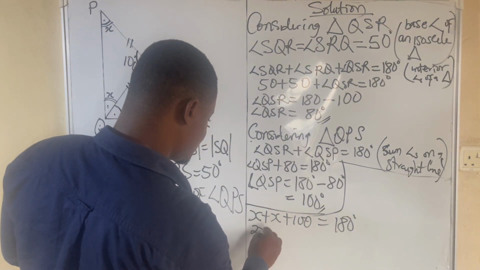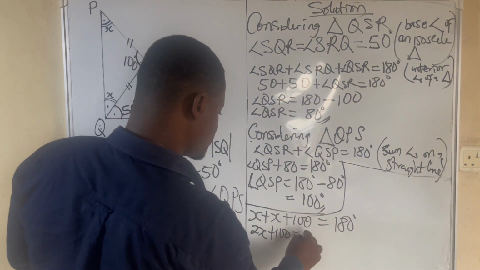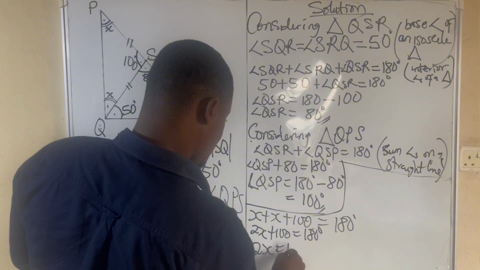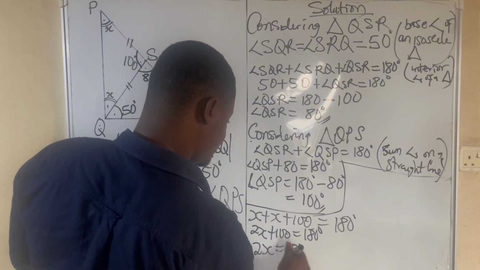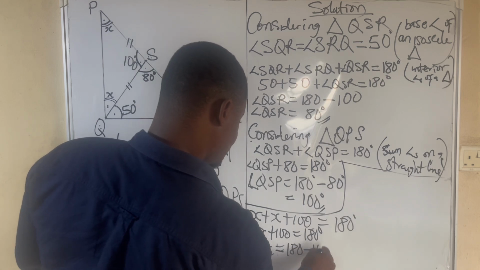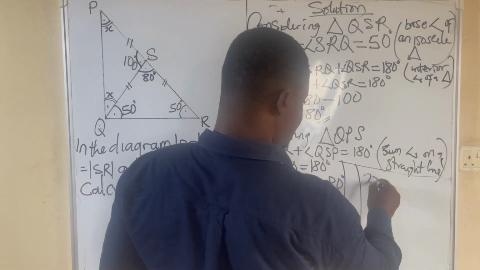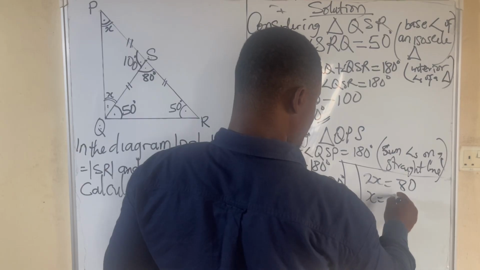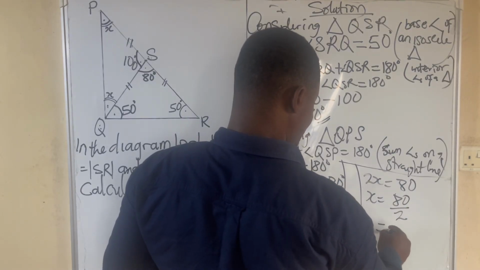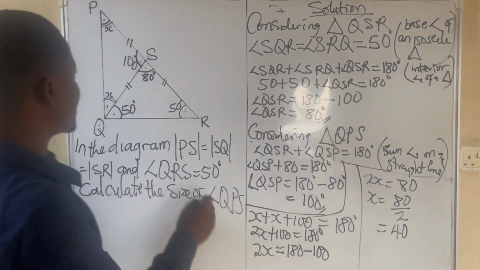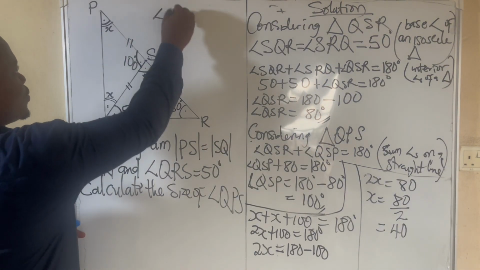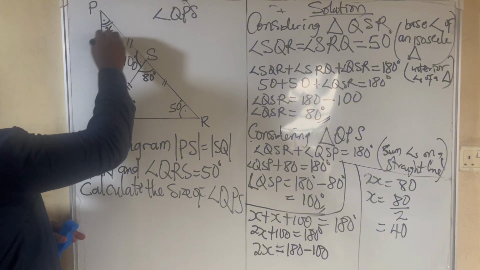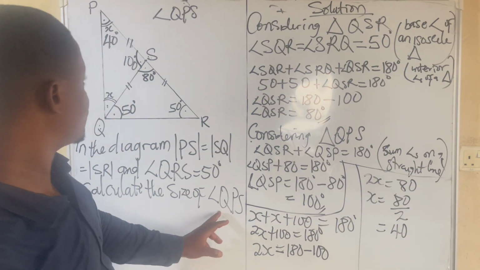Now we have 2x plus 100 equal to 180 degrees. 2x is equal to 180 minus 100, which is 80, and x will be equal to 80 divided by 2, and that should give us 40. So the value of the angle at P, that is angle QPS, is equal to 40 degrees, which is the value of the angle that we were asked to find.